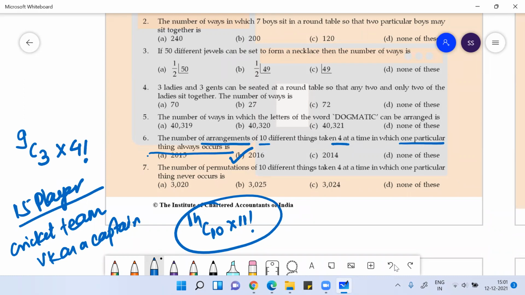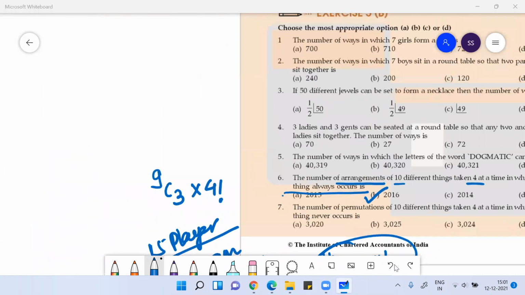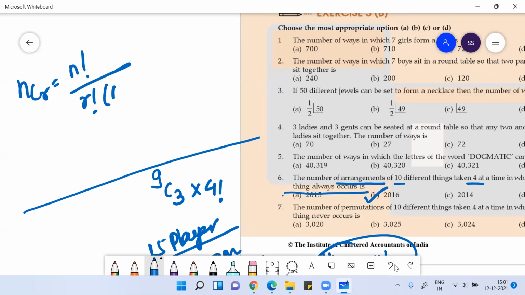Same like that. Question number 6. We use the concept of NCR. NCR basically means n factorial by r factorial into n minus r factorial, when we need to select r objects from n objects. So if I have n objects and from n objects I have to select r objects, in how many ways can I do that? That is called combination, or random selection.